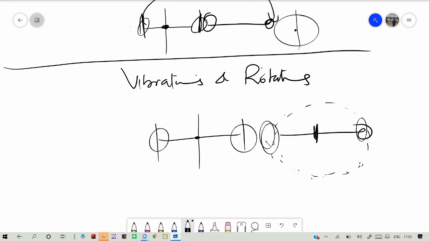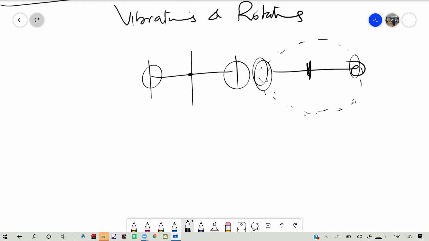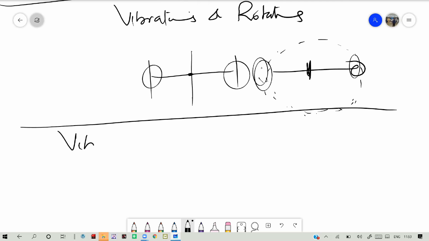To get rid of the translation motion. And from here now, we can take the vibration and the rotation, because we are not taking any translation motion here. We will be taking now only this vibration and rotation. Let us take the first case, the first example of vibrations.